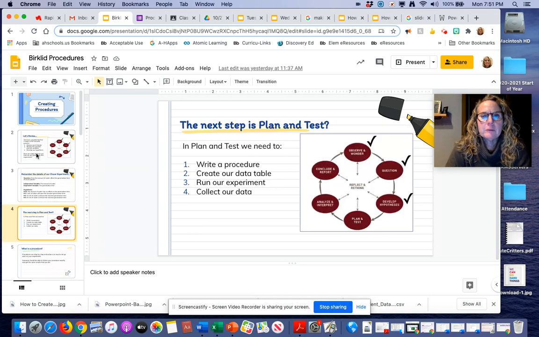So the next step is to plan and test. And in plan and test, there's kind of 4 things you need to do. You write a procedure, so you write the steps that you're going to do to complete the experiment. We create a data table, and then we do our experiment and collect our data. So today we're going to talk about number 1, writing a procedure.